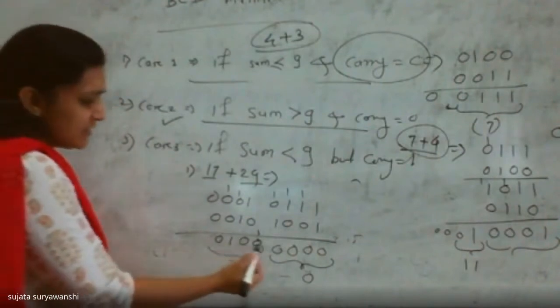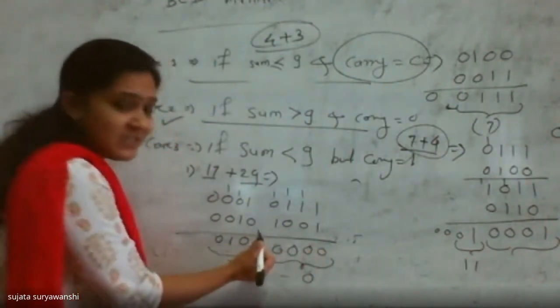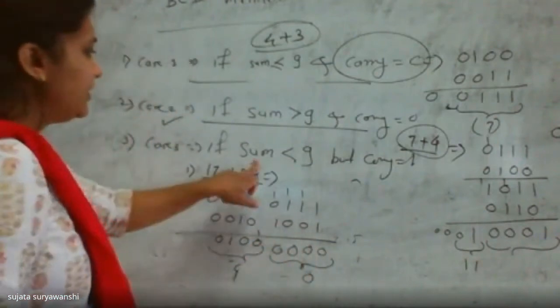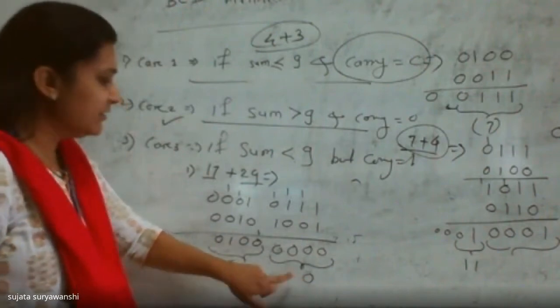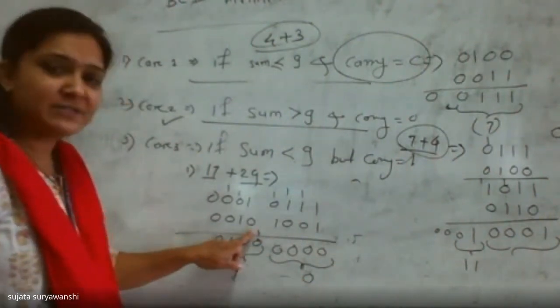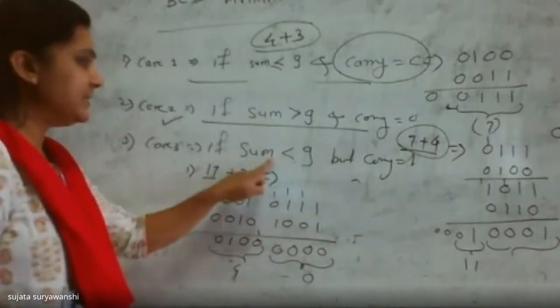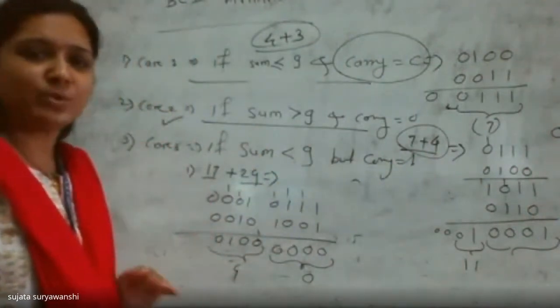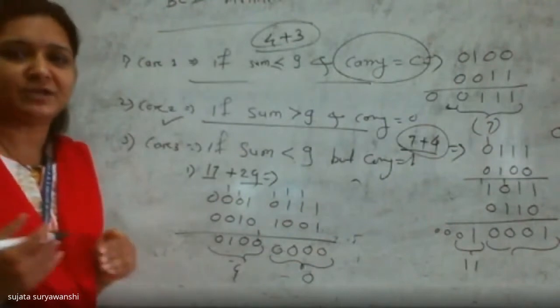Okay, but consider that during addition, your first nibble generates a carry. Means what? Here the sum is less than 9, but carry is generated and it is shifted to the next nibble addition. If the sum is less than 9 and carry is equal to 1, then also you have to add 6 into your result to get it in a true BCD form.